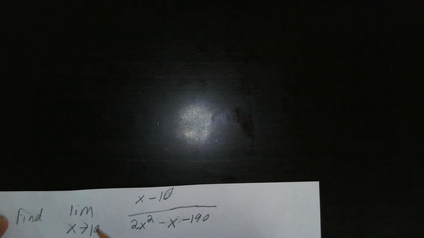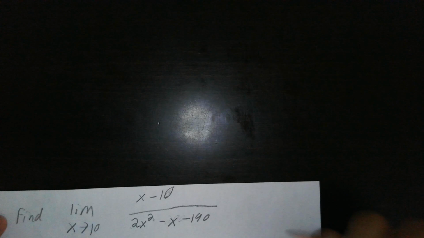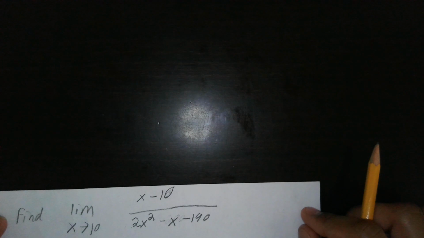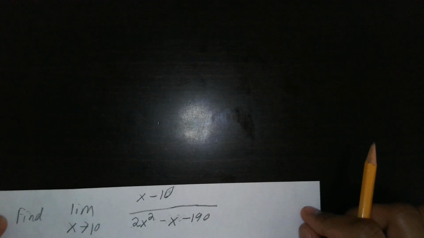Find the limit as x approaches 10 of x minus 10 over 2x squared minus x minus 190. Try this out on your own and see if you can use L'Hopital's rule. Make sure that the conditions are satisfied before you use it, and if they're not satisfied, don't use L'Hopital's rule. So go and try out the problem on your own.